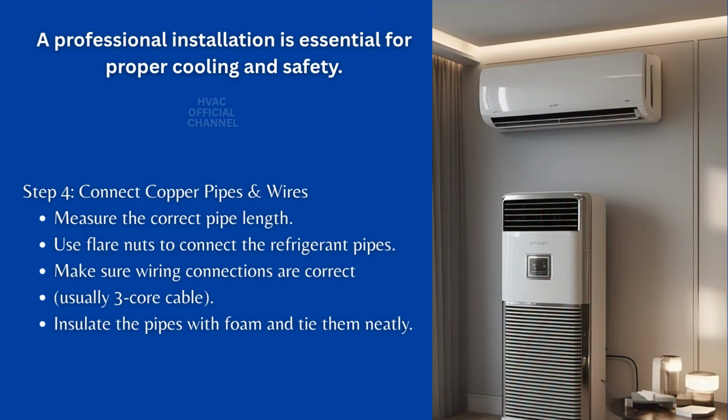Step 4. Connect copper pipes and wires. Measure the correct pipe length. Use flare nuts to connect the refrigerant pipes. Make sure wiring connections are correct, usually 3-core cable. Insulate the pipes with foam and tie them neatly.